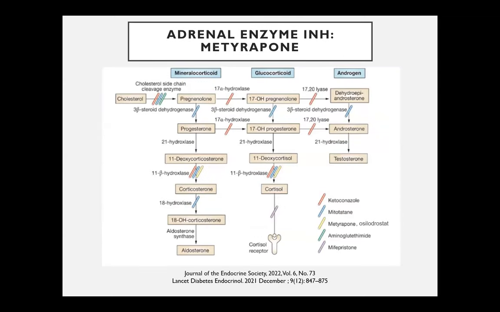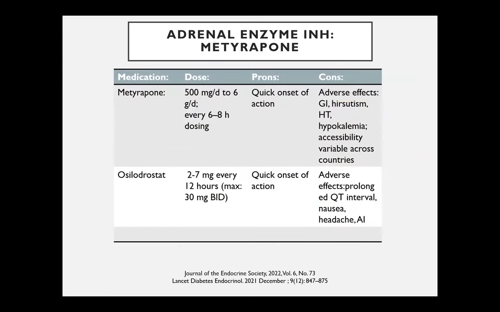Metyrapone is another medication. It's a potent inhibitor of 11 beta hydroxylase. It has rapid absorption and rapid action. The fact that metyrapone inhibits 11 beta hydroxylase, as we can see here, results in elevated levels of 11-deoxycortisol and 11-deoxycorticosterone, of which the first one is a precursor of cortisol, and the second one has similar function to aldosterone. That's why patients taking this medication have an increased risk to develop hypokalemia and hypertension at the time of use. It could also cause hirsutism in women. So we have to be cautious again.